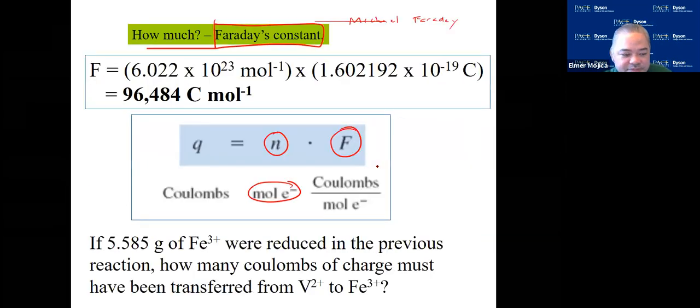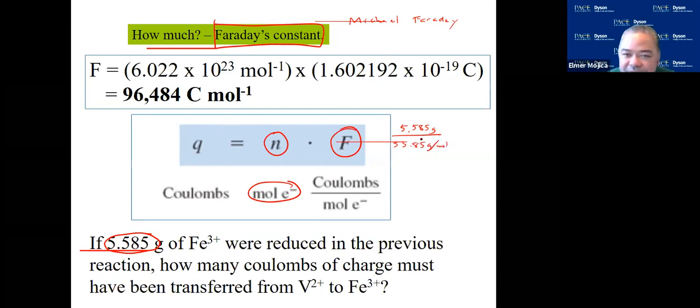So for instance here, how are we going to solve this? If 5.585 grams of Fe3+ were reduced in the previous reaction, how many coulombs of charge must have been transferred from vanadium 2+ to Fe3+? So how are we going to do this? You get the equivalent moles of this and then multiply it with the Faraday constant, because the Faraday constant tells us the charge per mole. So if we're going to solve this problem, we just have 5.585 grams divided by 55.85 grams per mole.